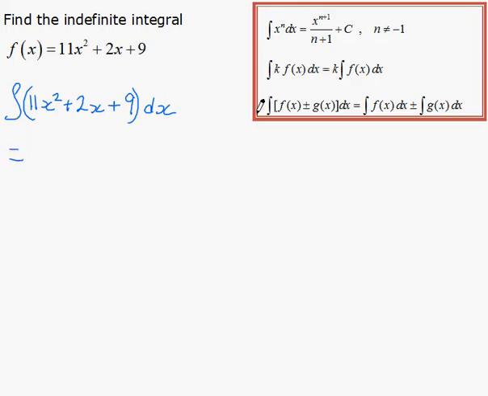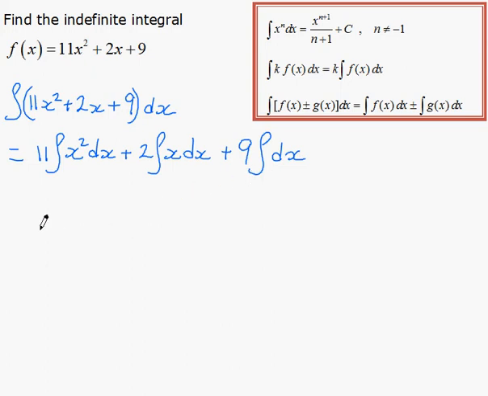Now, using rule 2 and 3 at the same time, we can separate each function and take the constants outside. So 11 times the integral of x squared dx, plus 2 times the integral of x dx, plus 9 times the integral of dx. Treating each piece separately now.